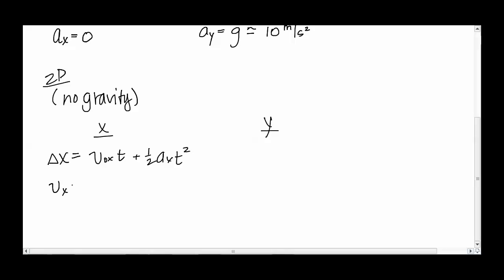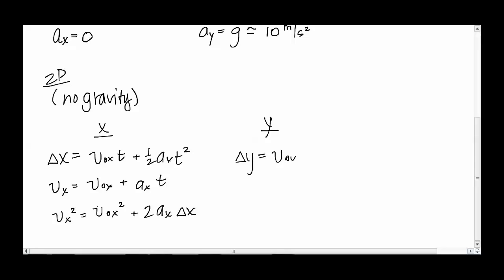So delta x equals v naught x t plus 1/2 at squared, but that acceleration has to be in the x direction. So vx equals v naught x plus a sub x t. And again, the third equation, vx squared equals v naught x squared plus 2 times a in the x direction times delta x. Now it's important here to put the sign in for the acceleration.